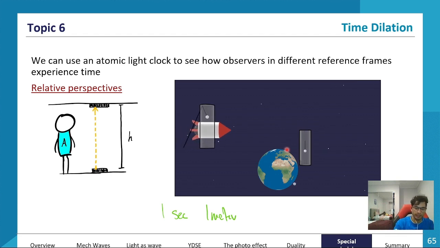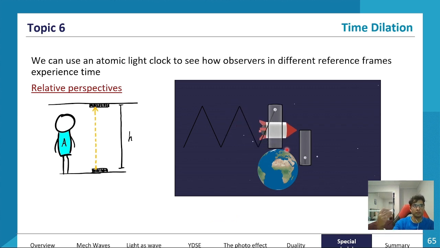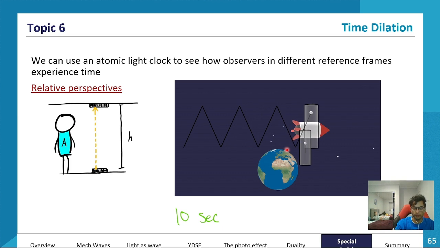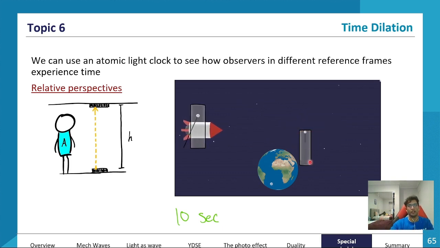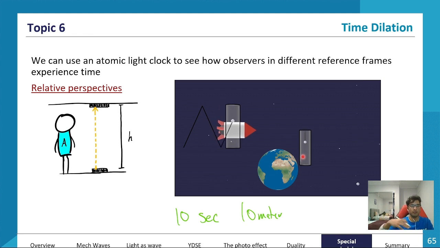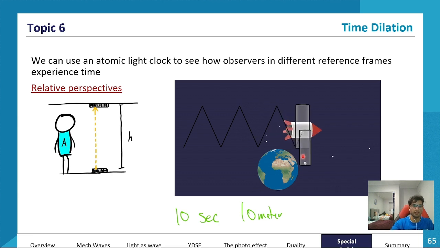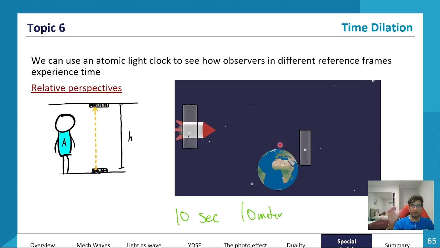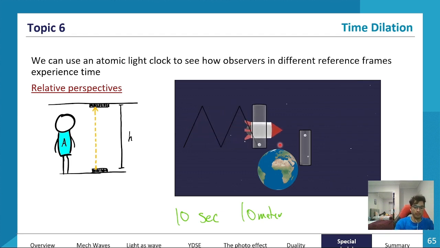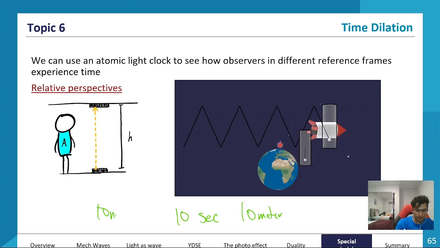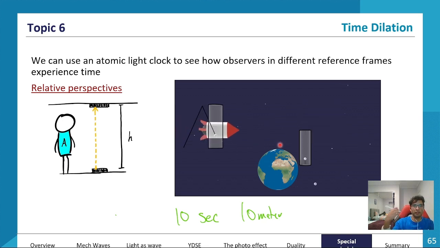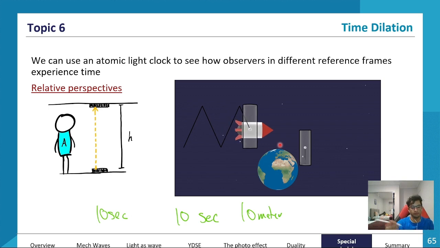So let's say in 10 seconds, the electron will travel 10 meters, according to us on Earth. So according to us over here, the electron is going to travel 10 meters, up, down, up, down, up, down, right? But when you're looking at the rocket, since the rocket is traveling, you're going to see the electron travel a longer distance. So in 10 seconds, the electron has traveled, let's just say, 15 meters.